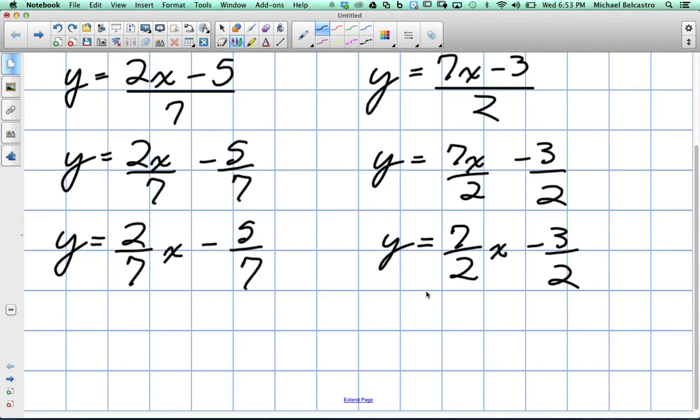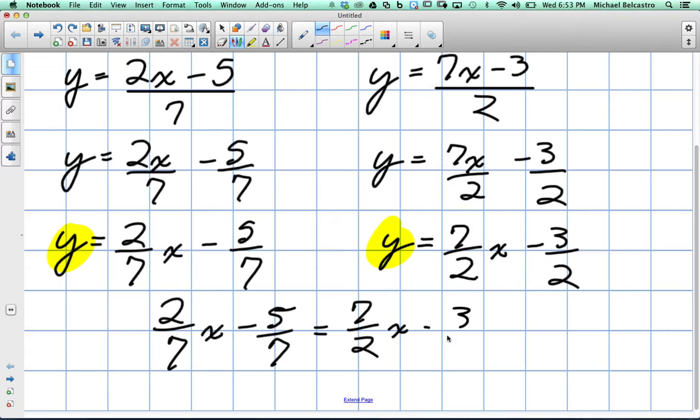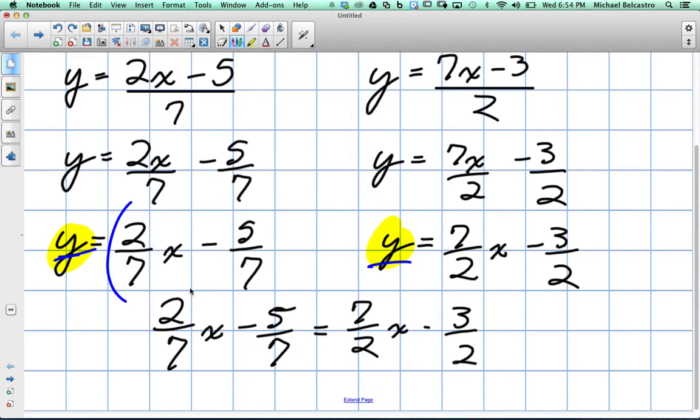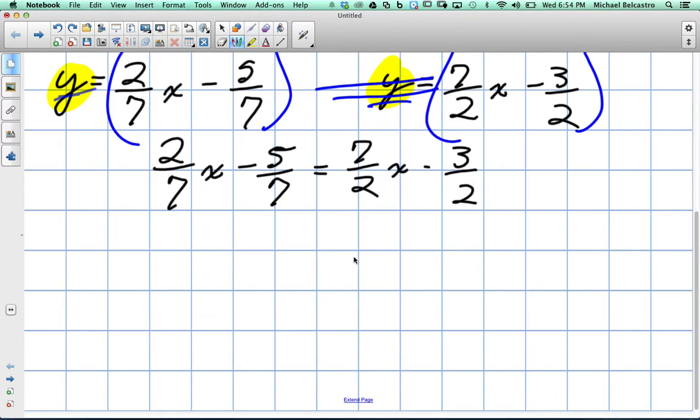We've got to find the point of intersection. Well, luckily, this has already been set equal to y, and this has already been set equal to y. So we can set them both equal to each other. 2 over 7x minus 5 over 7 is equal to 7 over 2x minus 3 over 2. Okay? So because they were both set equal to y, essentially this is equal, big long equal sign, to this here.